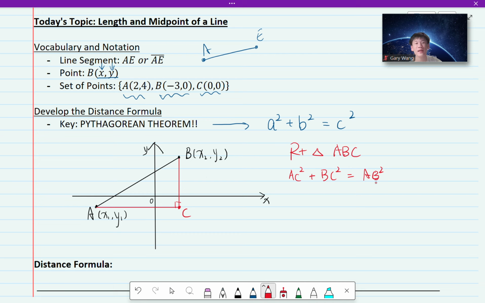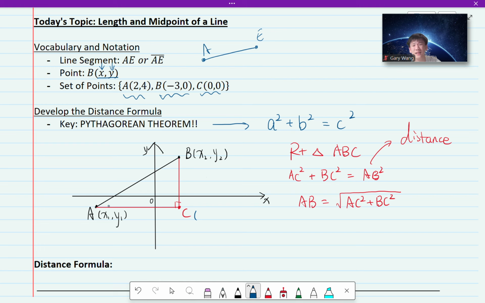And AB is exactly the distance that we are looking for, the distance of the line segment. If we isolate AB by square rooting each side, we can get AB equal to the square root of AC squared plus BC squared. Now, what is the distance of AC and of BC respectively? First we need to figure out the coordinates of point C.